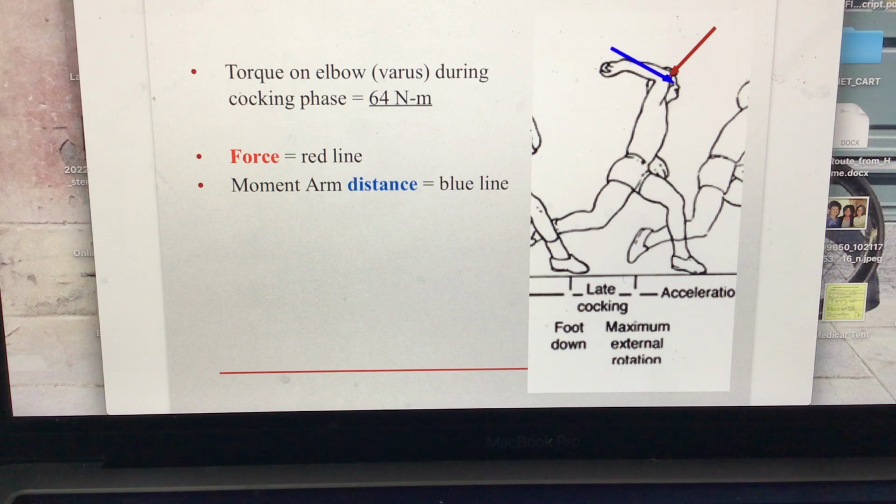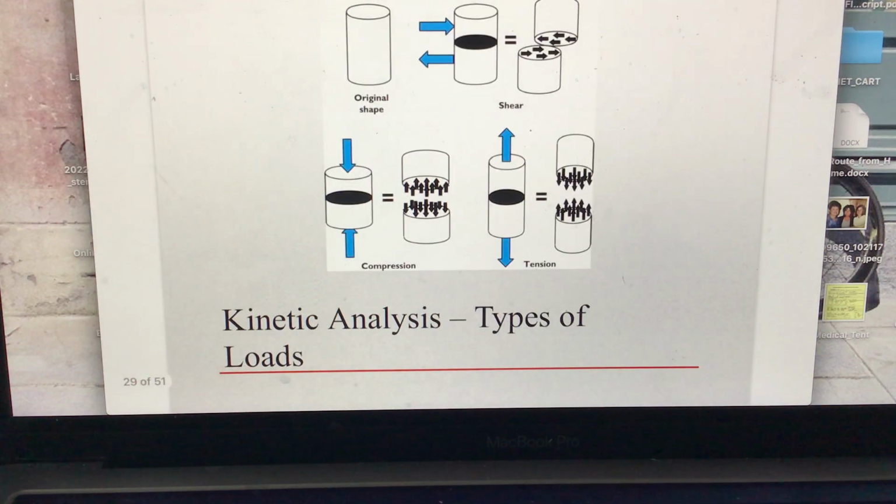We can do the same thing at the elbow. The force would be the red line. The distance from the effort would be the blue line. We could measure it.